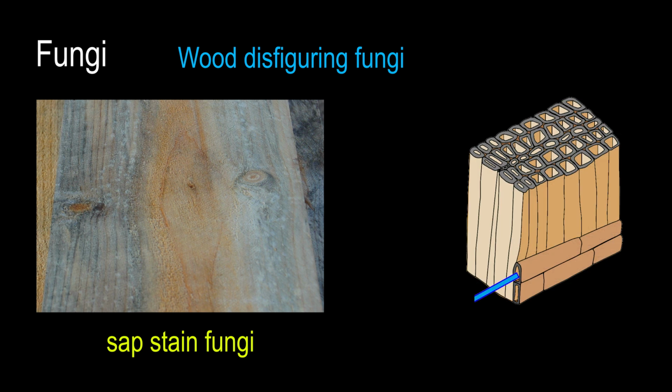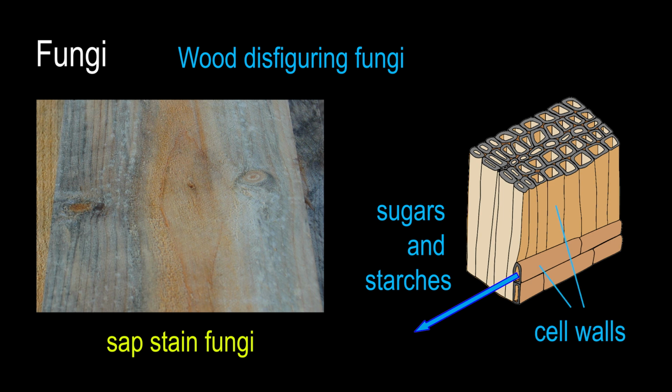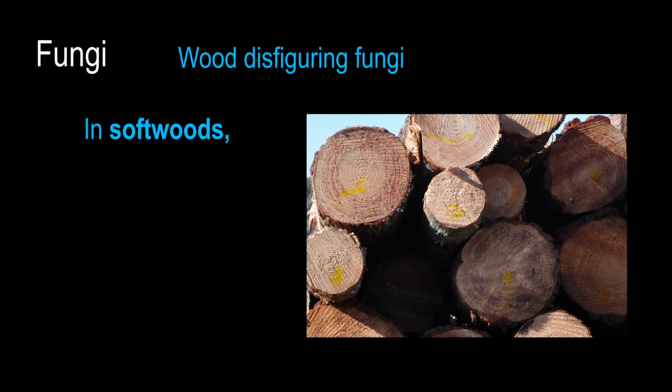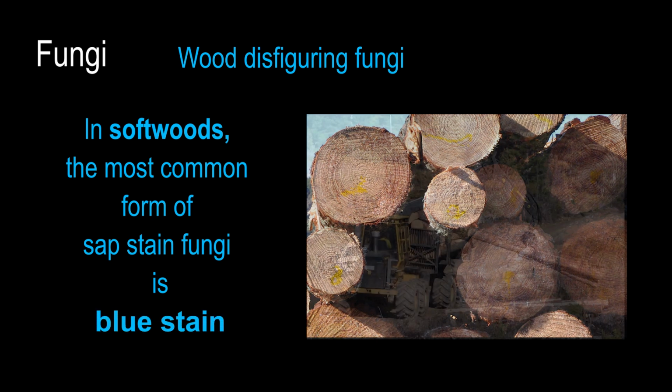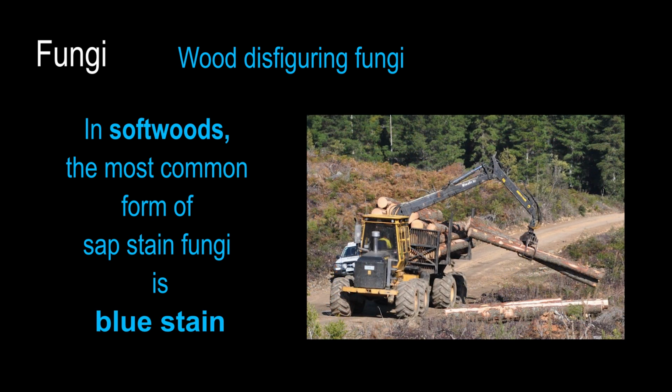Sap-stain fungi feed on the sugars and starches inside the wood rays, rather than on the cell walls. This is why they're not a problem in structural timber. They aren't breaking down the wood fibres. In softwoods, the most common form is blue stain, which is a particular issue in logs that are left lying around on the forest floor or at the sawmill when conditions are warm and humid.